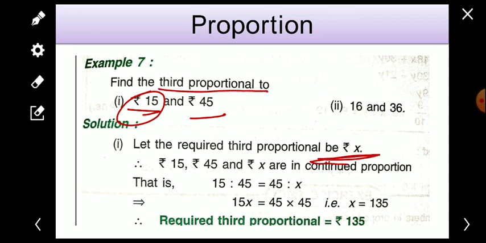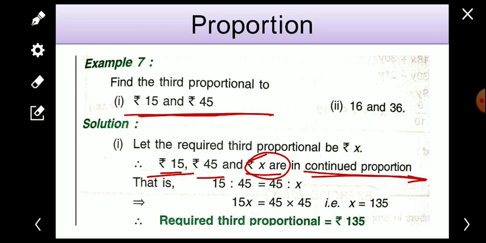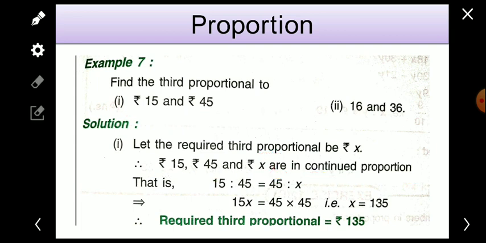So suppose the third proportional be x. Then rupees 15, rupees 45 and rupees x are in continued proportion. Here rupees x is written because all three terms should be of the same kind and the same unit. That's why here also we have taken the unit rupees. So these three, rupees 15, rupees 45 and rupees x, are in continued proportion. That is, the ratio of the first and second term is equal to the ratio of the second and third.